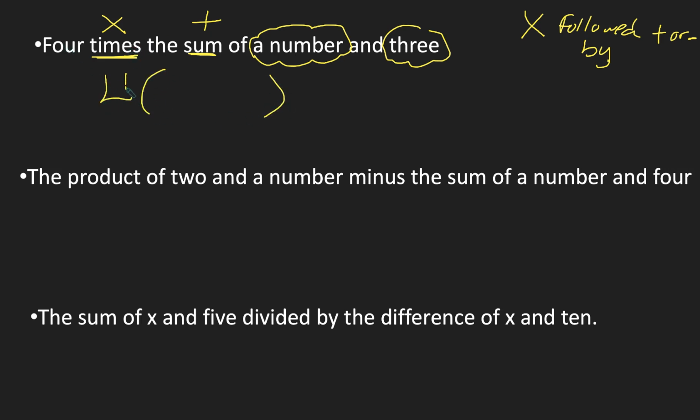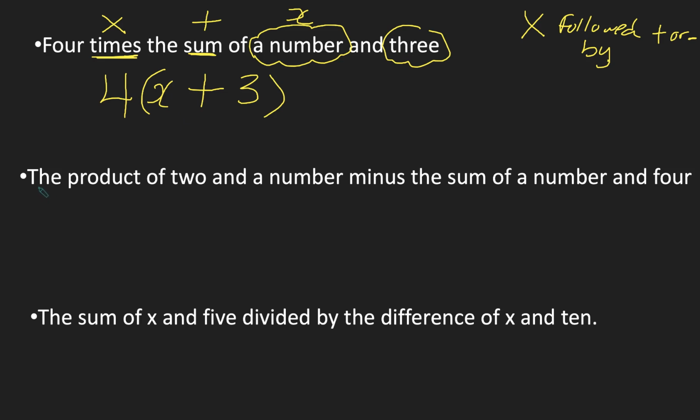So the 4 is going to be outside the parentheses, and then they want us to find the sum, so I'm adding, and we're going to write as is. A number, we're going to use an x, and then your 3. So your answer is 4, and in parentheses, x plus 3.